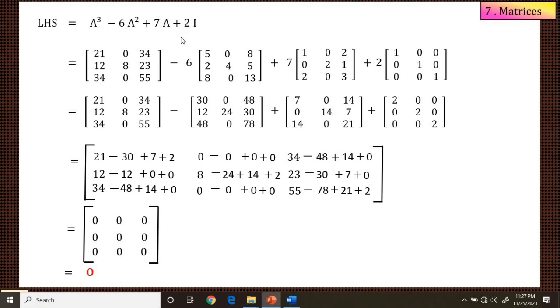I hope you understood how to find the A cube matrix, the A square matrix, and how to get the zero matrix. I hope you understood the examples solved in this video.